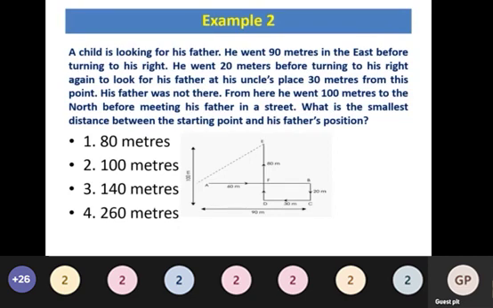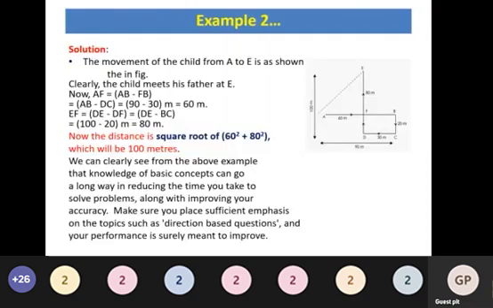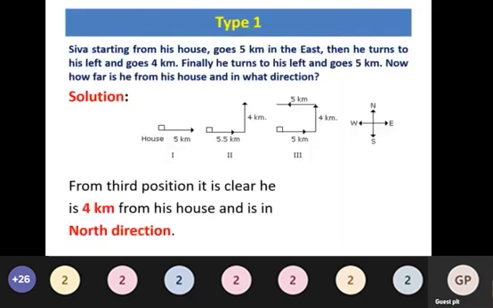Now we are going to look at some different types of examples. Type 1. Siva, starting from his house, goes 5 kilometers to the east. Then he turns to his left and goes 4 kilometers. Finally, he turns to his left and goes 5 kilometers. Now, how far is he from his house and in what direction?